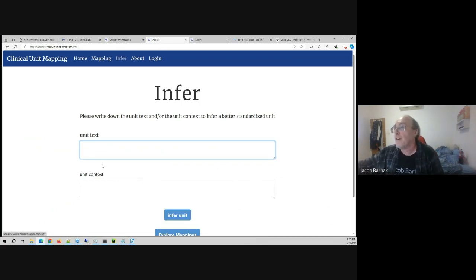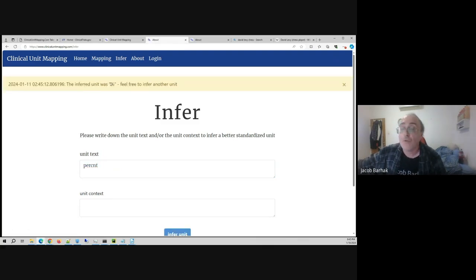If you press infer this way, you can actually ask the system, here, this is percent. I misspelled percent on purpose, the red line is. If I ask it to infer the unit, it will be able to match it to percent. This is what I trained it to do.